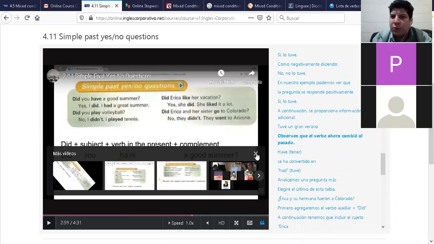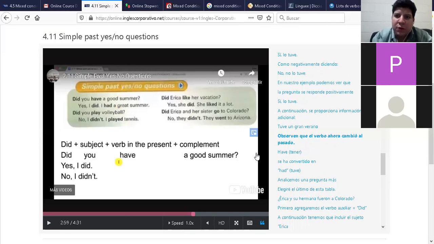The structure will be the following. You're going to have did, and I'm going to write it down on the chat too. Did plus subject plus verb in the present plus complement. Vamos a tener el did más el sujeto. Verbo en presente, guys. Remember, because we already have the auxiliary in past. Ya tenemos el auxiliar en pasado. Entonces el verbo va a estar en base más el complemento.